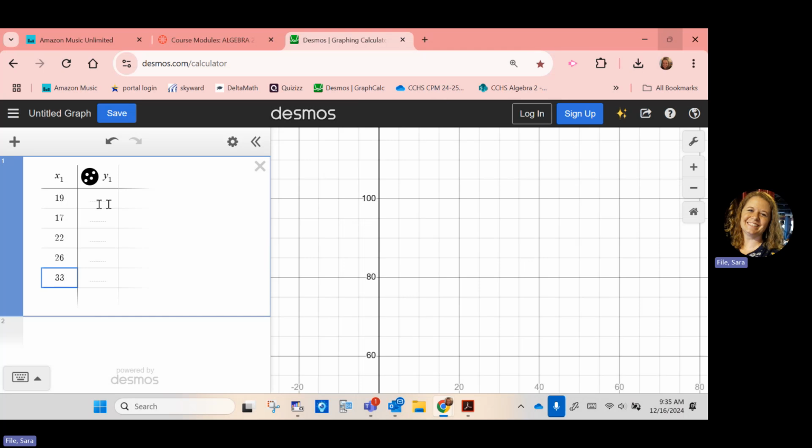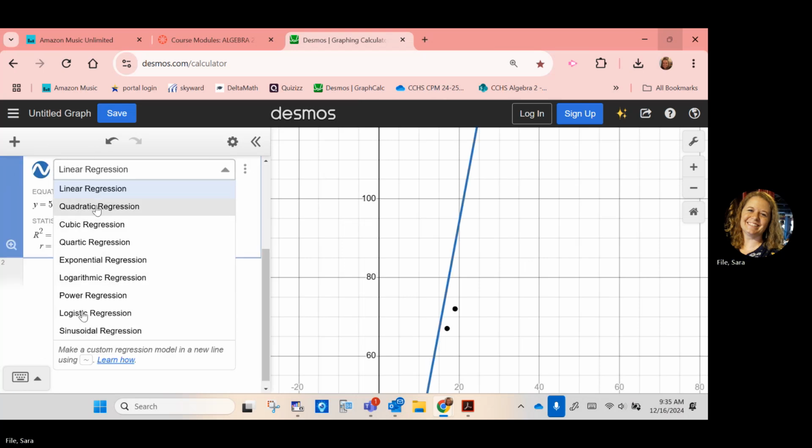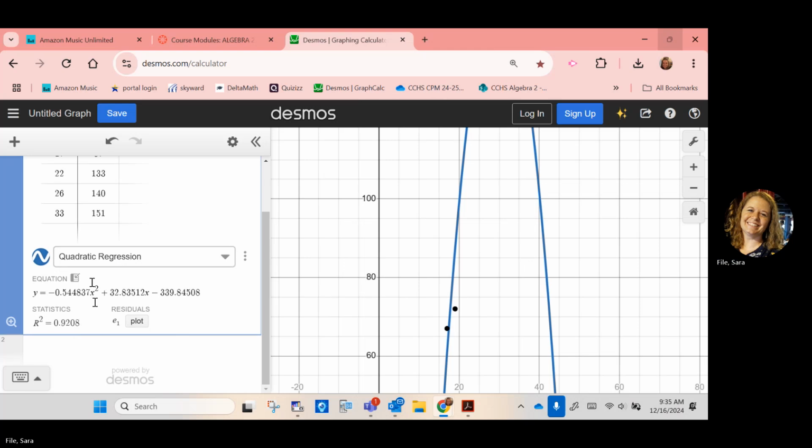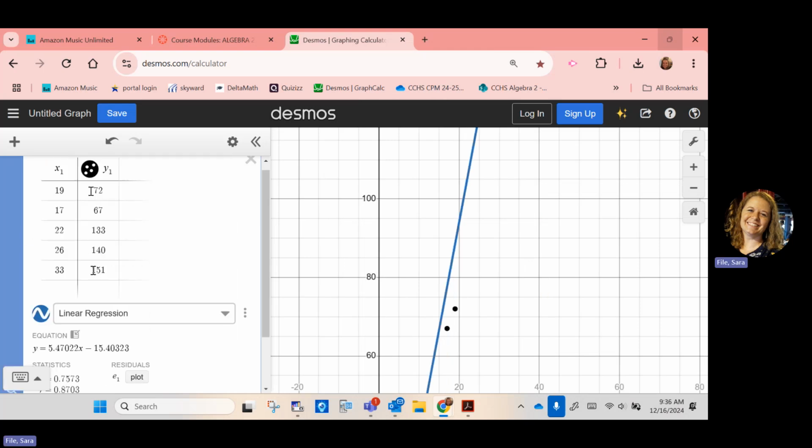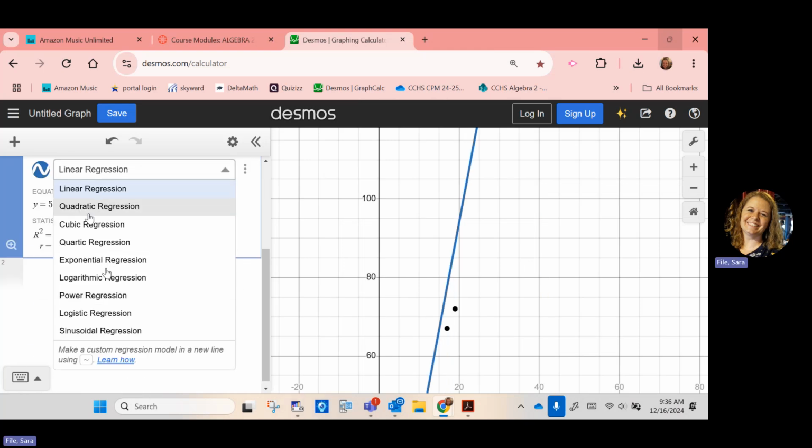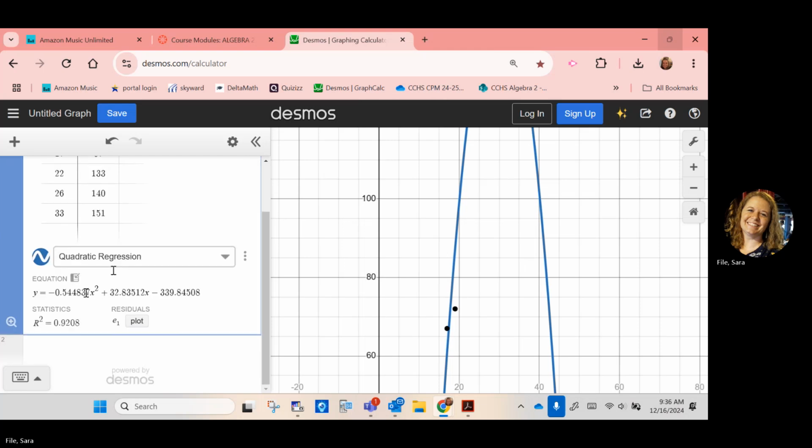I've got all the values: 19, 17, 22, 26, 33, 72, 67. Oops. Okay, 133, 40, and 151. Quadratic. It's the better fit. Just double check. Yeah, for sure. Okay, so I'm going to get that equation.